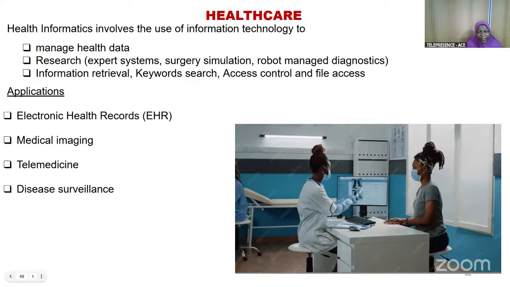In the healthcare sector, we can have health informatics that manages the health data. Even the researches in healthcare, you have the expert system where there is no doctor. You have surgery simulation, which is being used to teach medical students, instead of running experiments on one cadaver, and as soon as it's done, that is thrown away. You can have several surgery simulations.